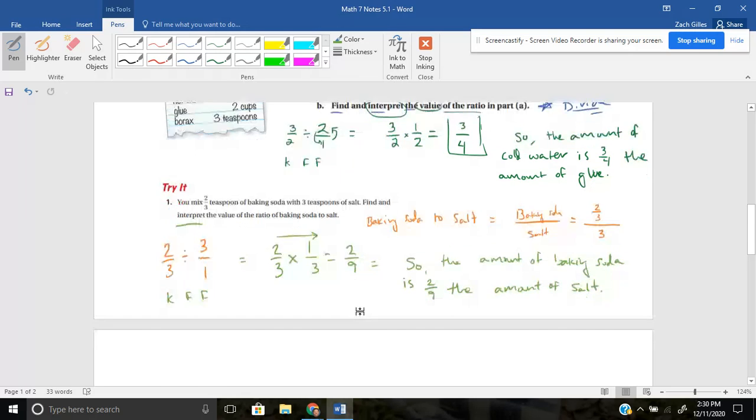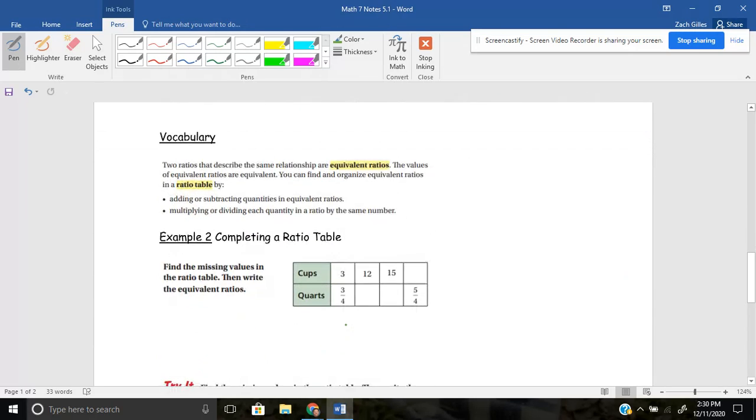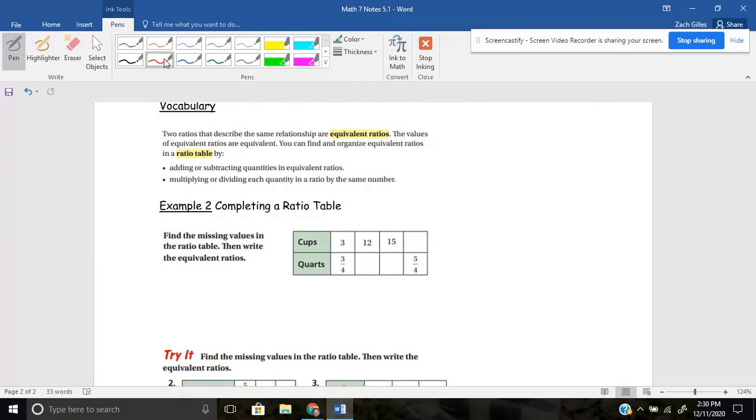Let's move on and try the next example. But in this one, we're going to use a ratio table. So let's look at some vocab first. Two ratios that describe the same relationship are equivalent ratios. The values of equivalent ratios are equivalent.